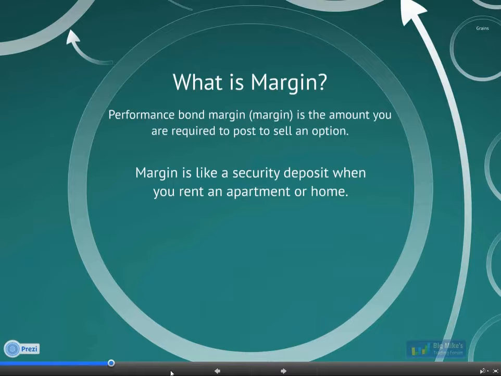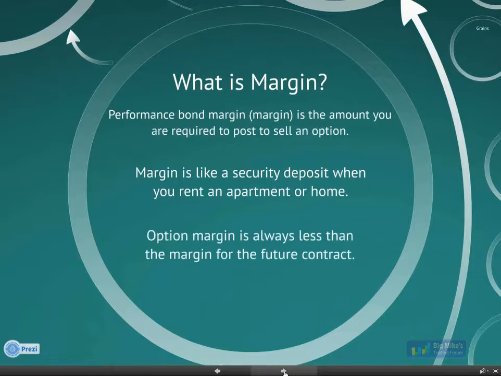And if the futures start going the wrong way for you, then your margin will increase, and it finally gets to the point where you may end up on a margin call. Option margin is always less than the margin for a futures contract. It can never be higher on single contracts.